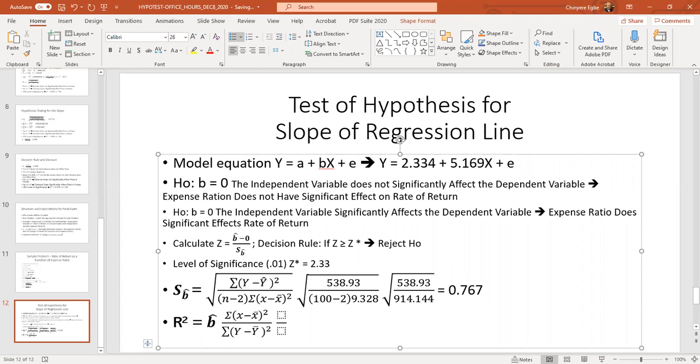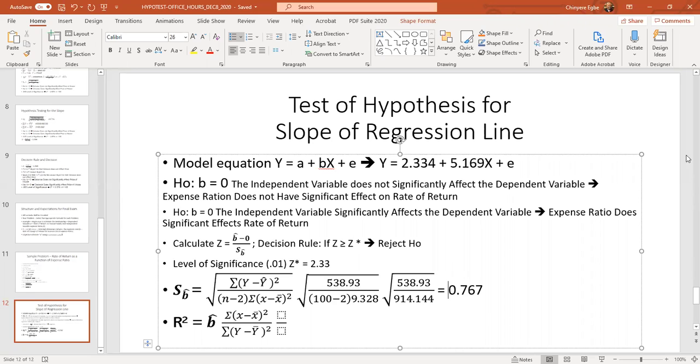0.5895. Okay, get the square root of that. Square root of 0.5895460671. I have 0.76768. Yeah, that's correct. That's what I got too. All right. That is correct. So that is the standard error of B hat.